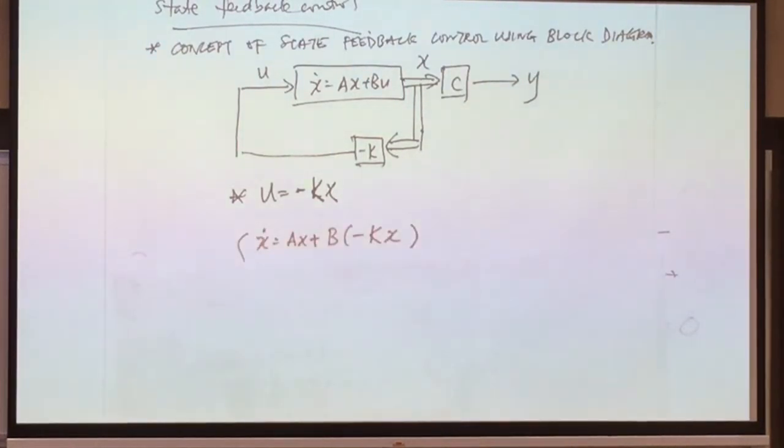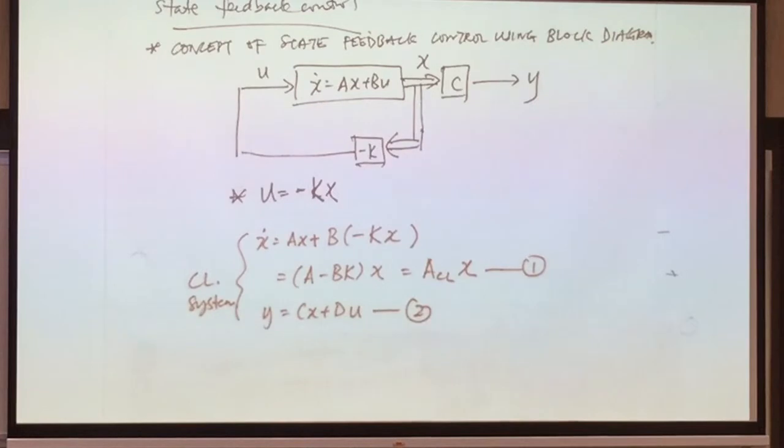Let's move on. So what does that mean for a state space closed loop system? I call this closed loop because there's now feedback.